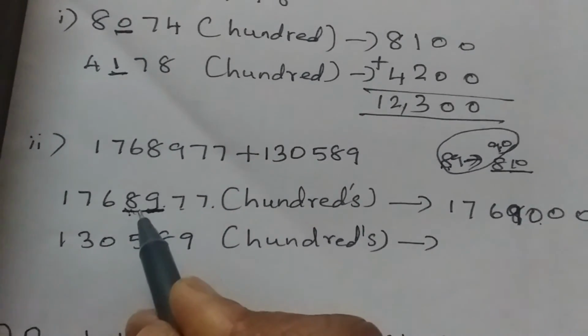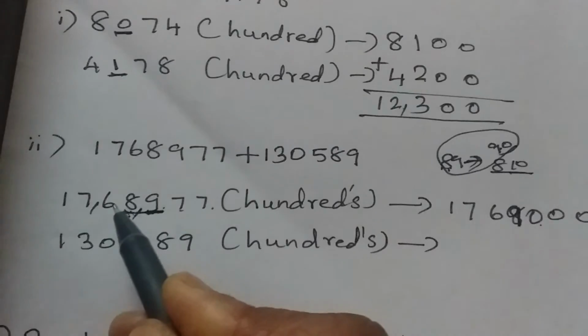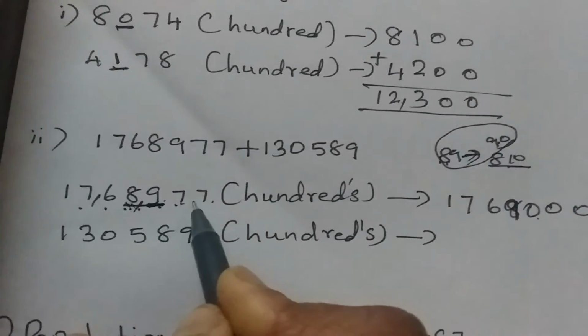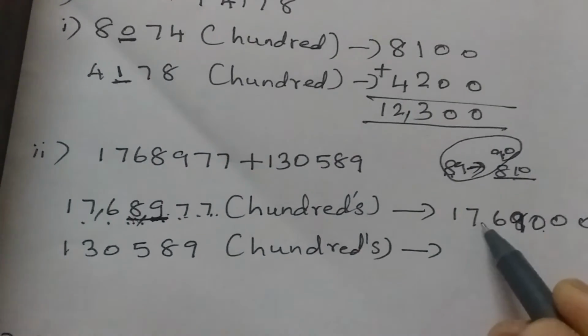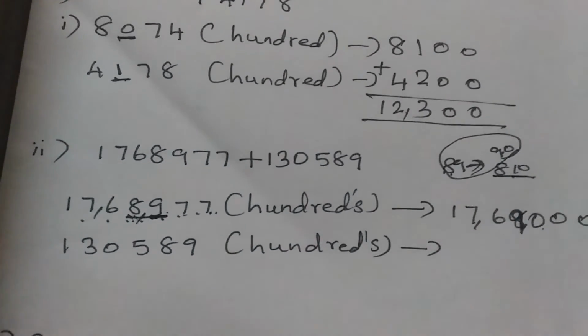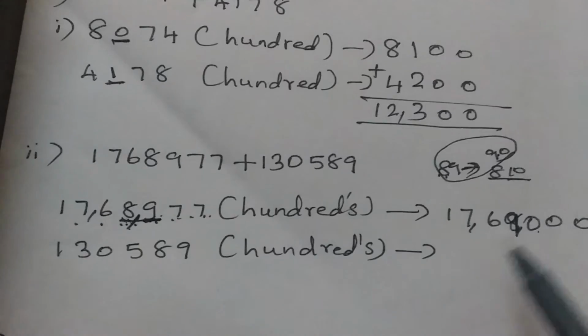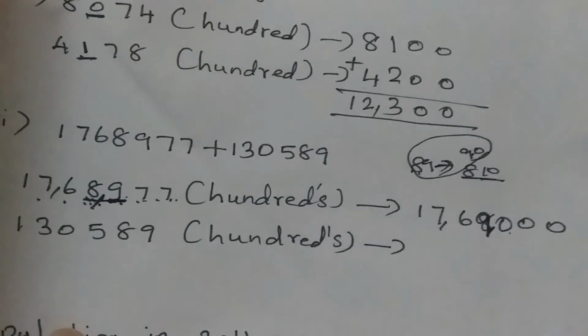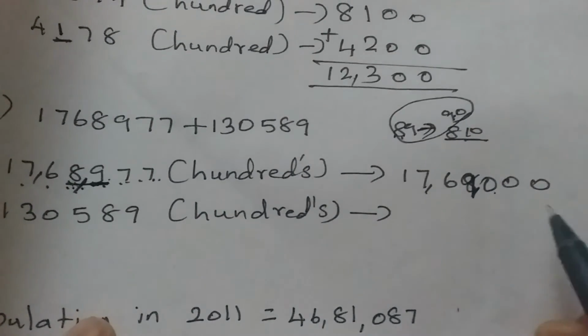Now you write ones, tens, hundreds, comma, thousands, ten thousands, comma, lakhs, 10 lakhs. So it is 17 lakhs, 68,977 is nearest to 17 lakhs, 69,000. 68,000 is nearest to 69,000. It makes some sense. Okay.